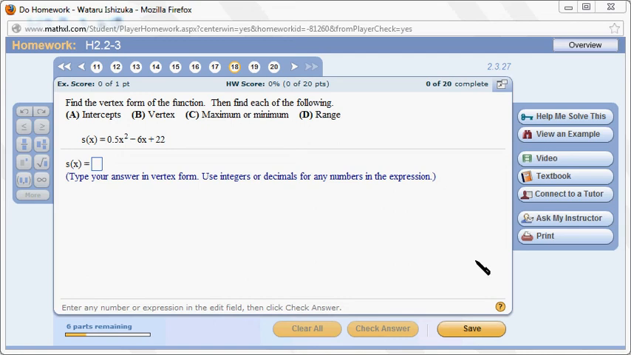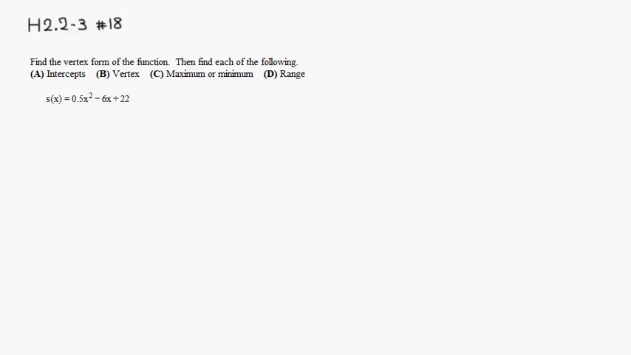Okay, let's look at the homework 2.2, 2.3, number 18. All right. So we need to find the vertex form of the given quadratic function. Let's do that first. So you have this quadratic function.